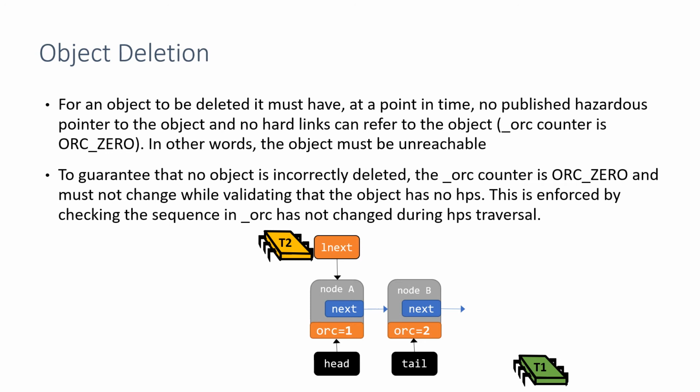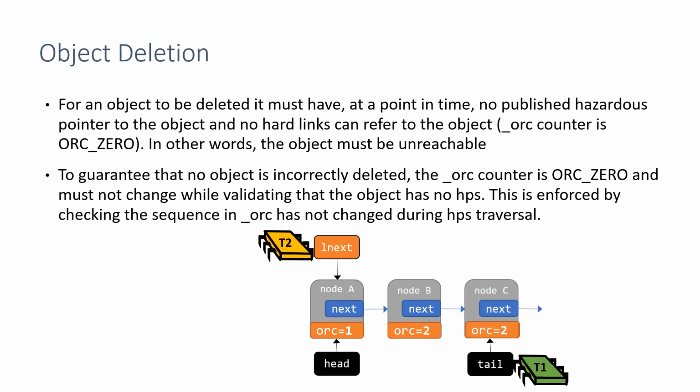In the example below, we can see that thread 2 has a hazard pointer published for node A, and head is referring to node A, so A has a hard link to it. Also, node B has two hard links, next and tail, so _orc is set to 2. Both head and tail are global references.